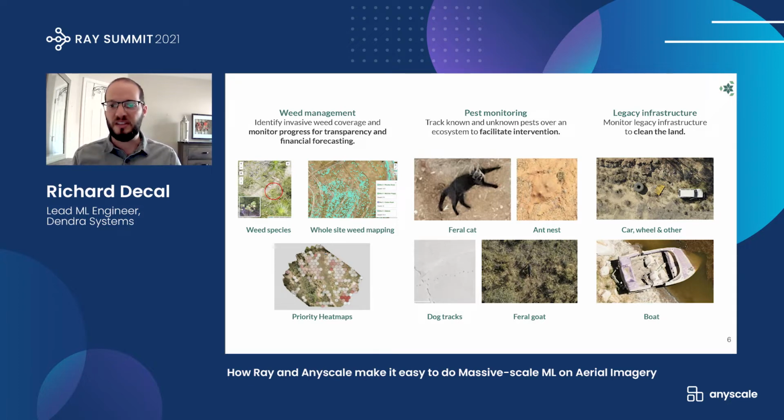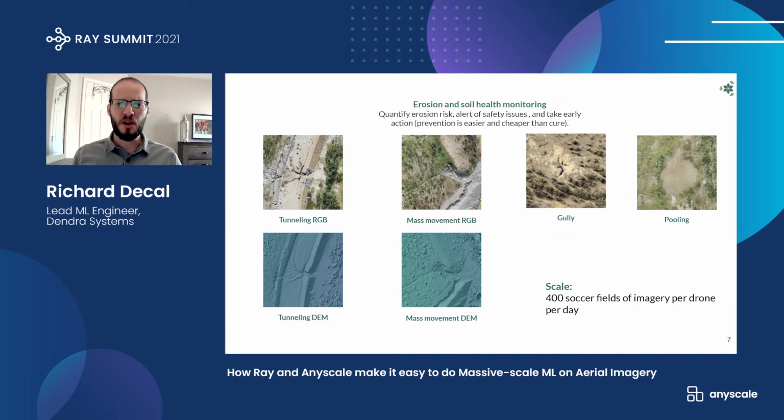We can find things that need to be cleaned up before we can clean the land for ecosystem restoration. And finally, we can monitor erosion and soil health, so we could find areas that may be dangerous to move on because they have an imminent collapse. We can find places where topsoil is likely to get washed away or desertification. And we can prevent things before they get too expensive to treat down the line. And finally, we could do all this on a massive scale.